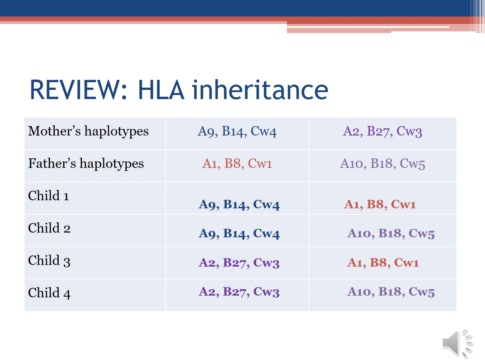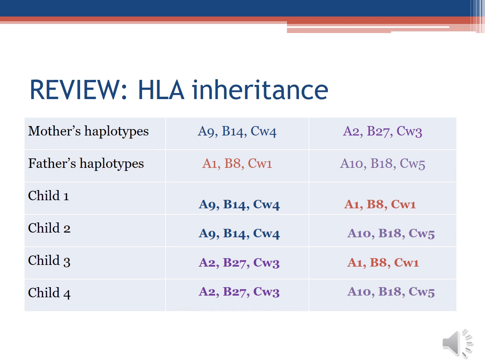Okay, so we have child 1. Alright, so they could possibly inherit the mother's A9, B14, CW4, and the father's A1, B8, CW1. Or they can inherit the mother's A9, B14, CW4, and the father's A10, B18, and CW5.